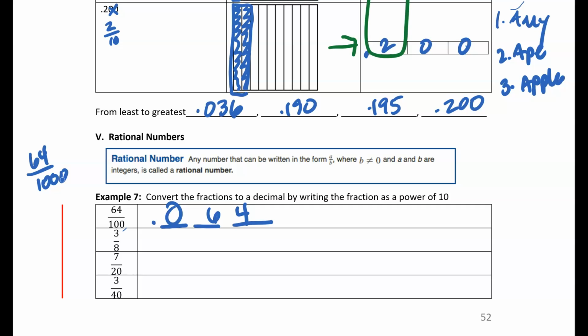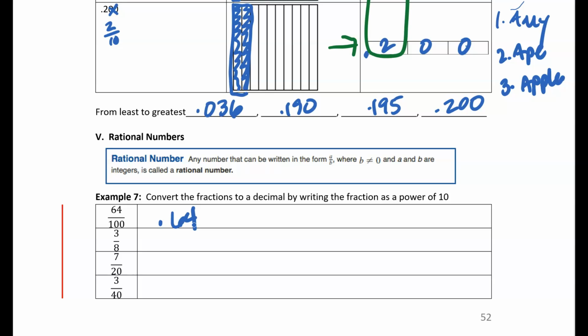So look at the denominator, and that will always dictate how many place values you need to go out, and you always shove your number to the far right. I'm going to erase this since it's not 64 thousandths, it's 64 hundredths, which looks like this. That one's easy because the denominator is already a multiple of 10.